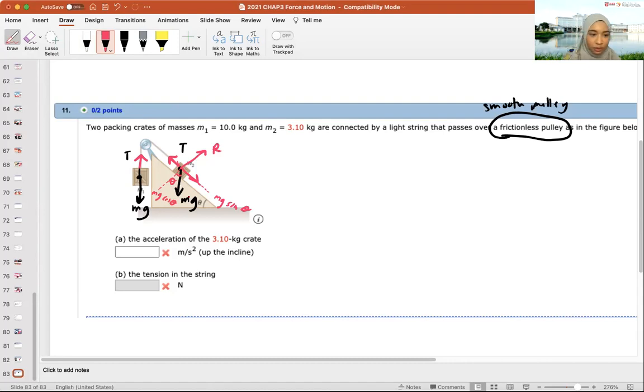Okay, correct. M1 does not have R because it's not on a surface. There's no surface here. It's suspended in air, so there is no reaction force. Kalau korang suspended pun tak ada reaction force. If you are suspended, you don't have reaction force.